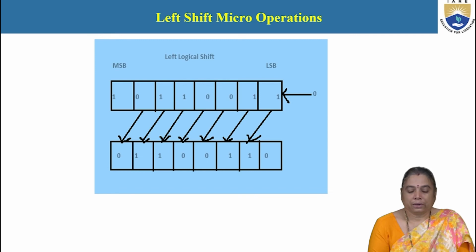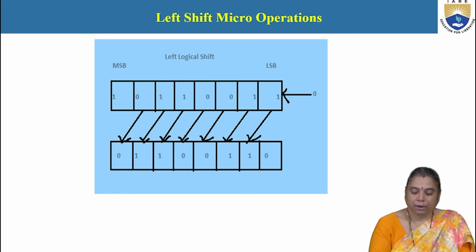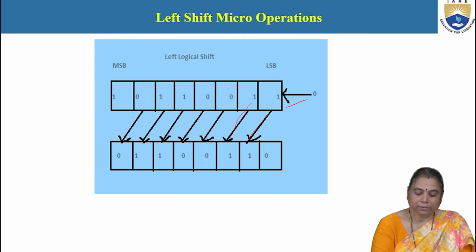And what is the logical shift micro operation? Left shift operation. So here consider this is the register containing this value, and each bit has to be moved to the next higher position by using the left shift operation. So the value at the 0 position, the LSB position, can be moved to the first position. So this one can be moved here to the first position. Next one, next position 0, like this. Every individual bit can be moved to the left.